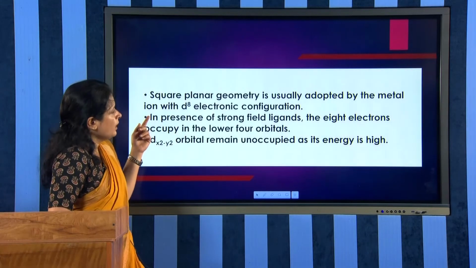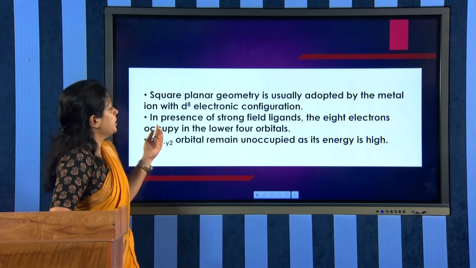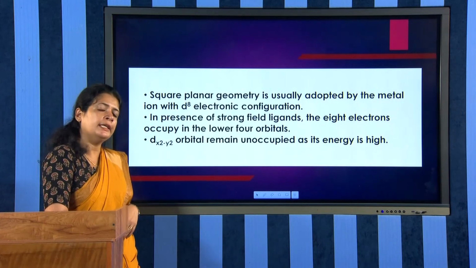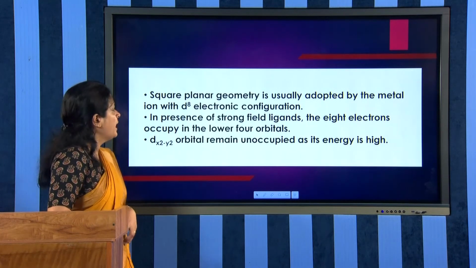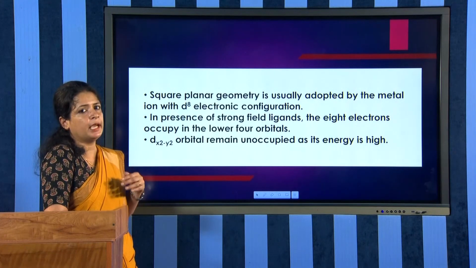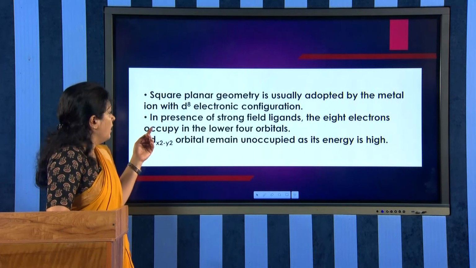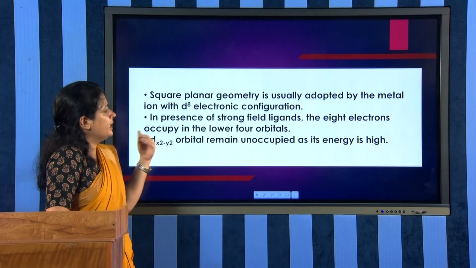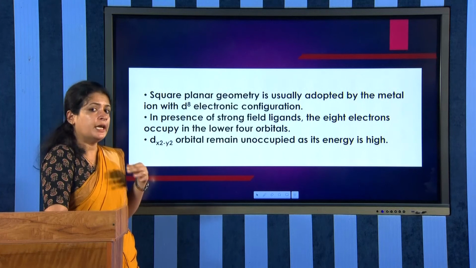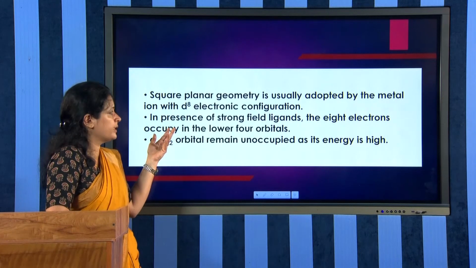Delta sp means crystal field splitting in the case of square planar complexes. When we consider square planar complexes, they are usually adopted by metal ions in the d8 electronic configuration. Means a metal ion in the d8 situation will have the square planar geometry, for example the nickel system Ni2 plus, which has the d8 system. And in the presence of strong field ligands, that is, ligands which have a greater capacity to pair electrons, such ligands are called strong field ligands.